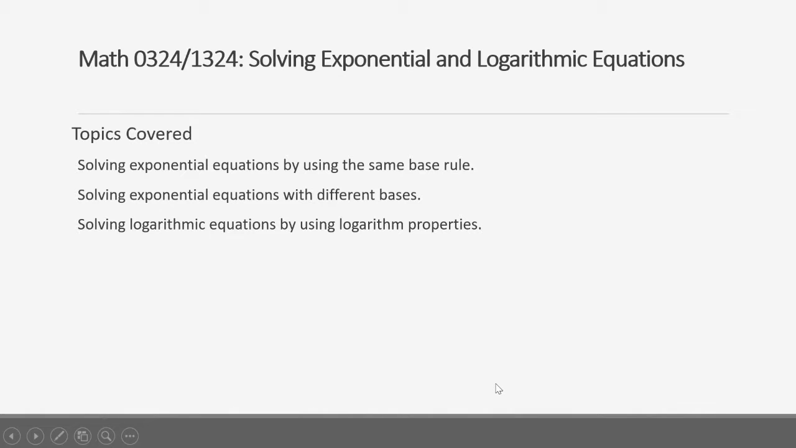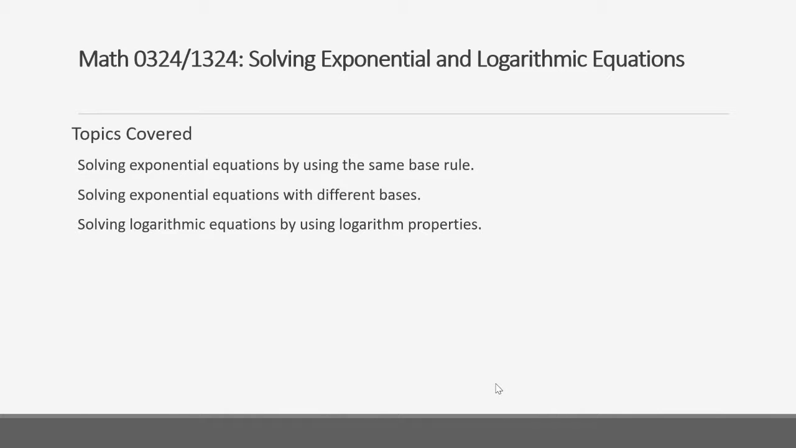Okay, students, today I'm going to cover why it's part of 0324 and 1324. For 0324, it covers, I think, evaluating exponential functions, which we're going to do a little bit today, but mostly we're going to focus on the 1324 class, which is solving exponential and logarithmic equations.